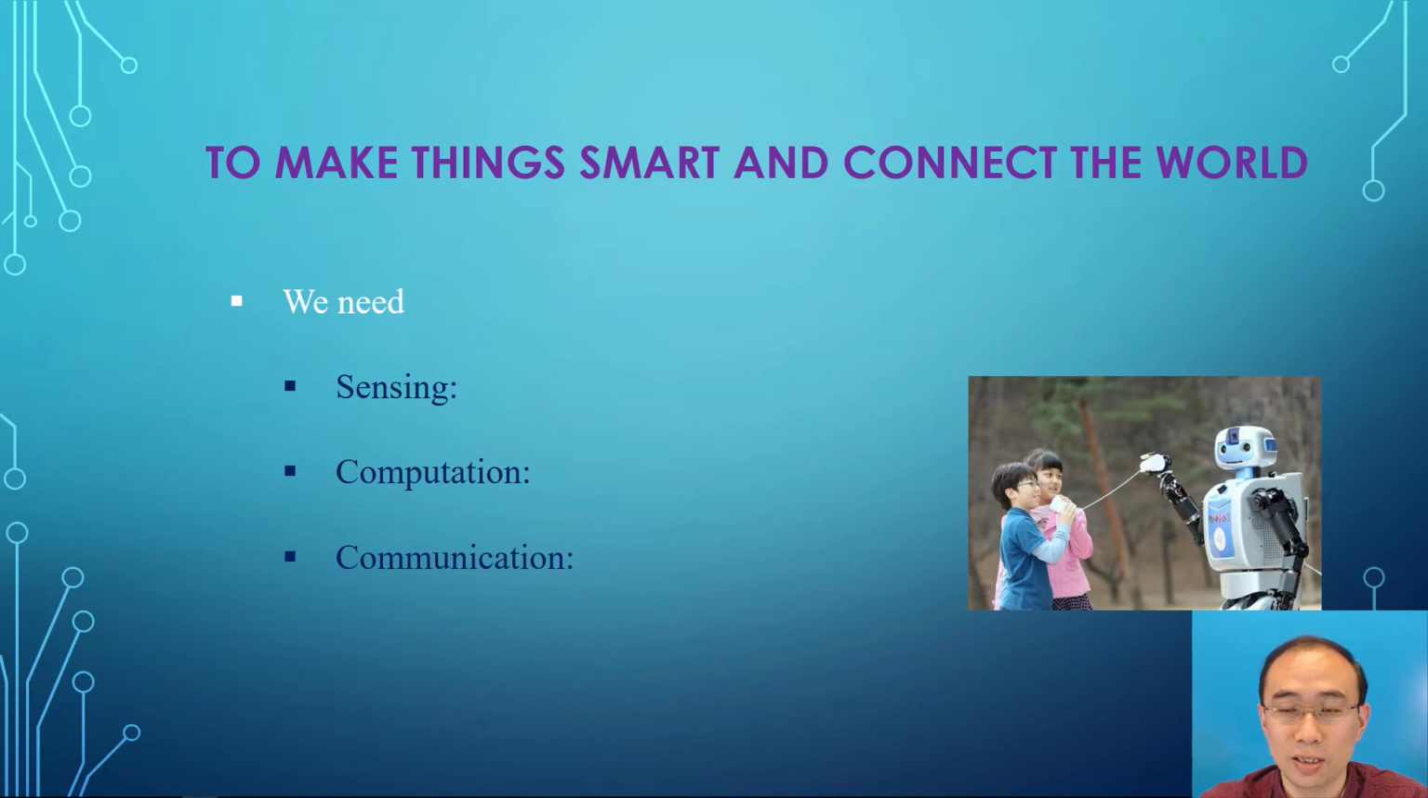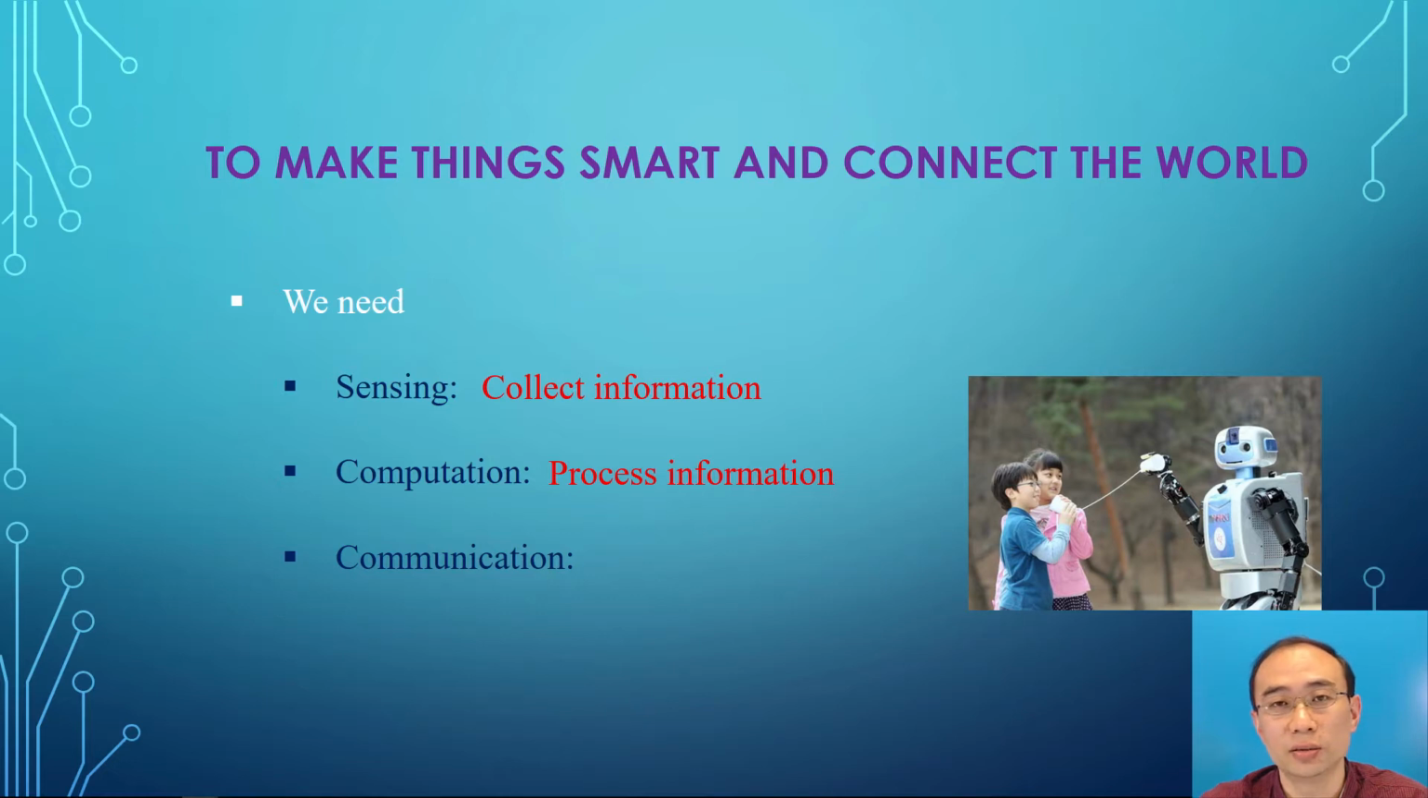To make things smart and connect the world, we need three types of abilities. Sensing, which is the ability to collect information. Computation, which is the ability to process information. Communication, which is the ability to exchange information.